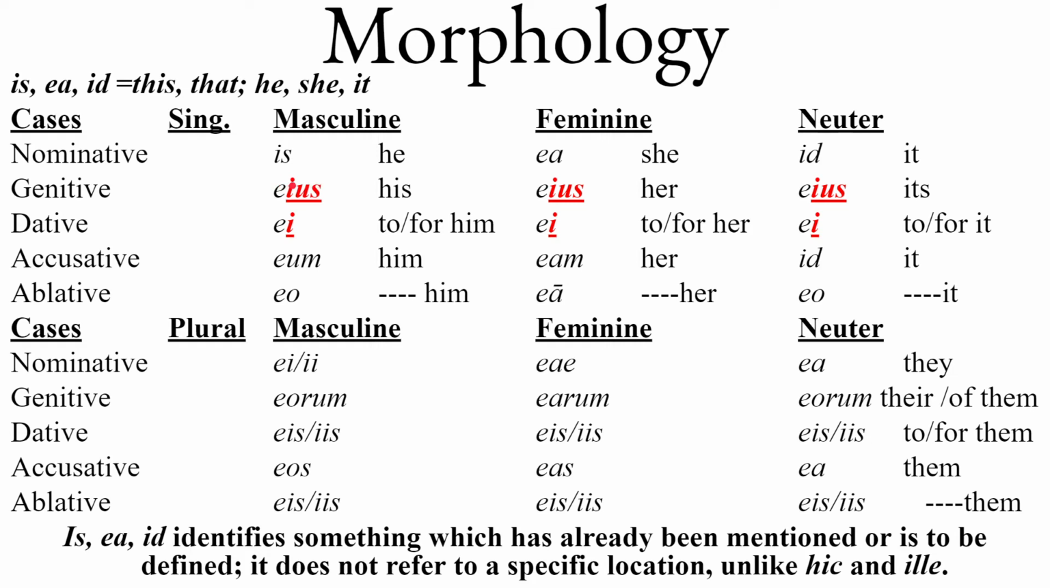And in the Middle Ages, this i becomes a j. Eius. The dative is ei. The accusative is eum. And then the ablative is eo. And then ei, eorum, eis, eos, eis.